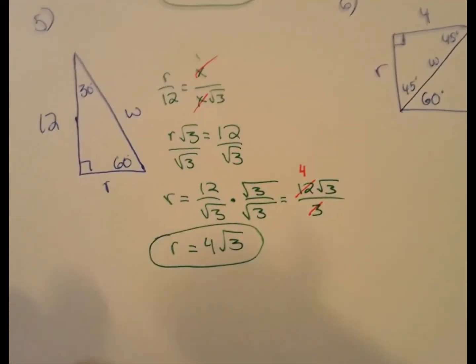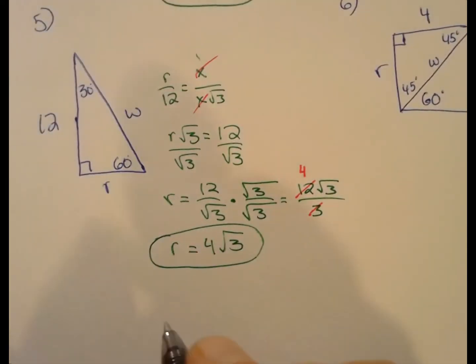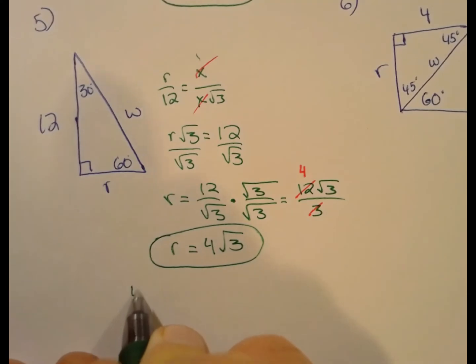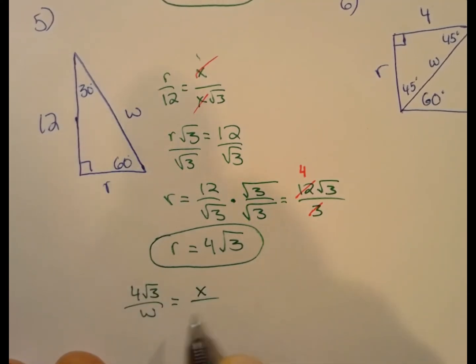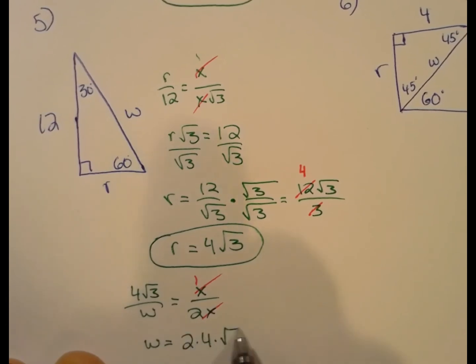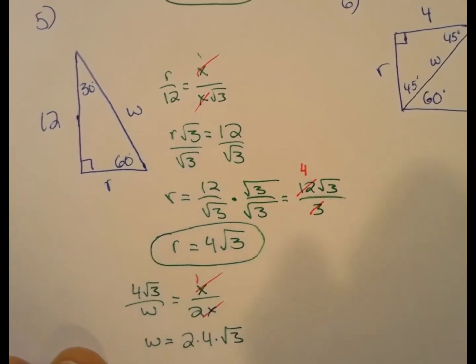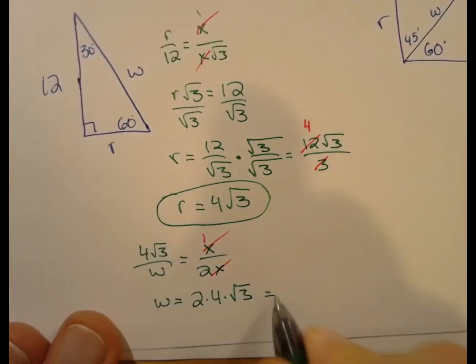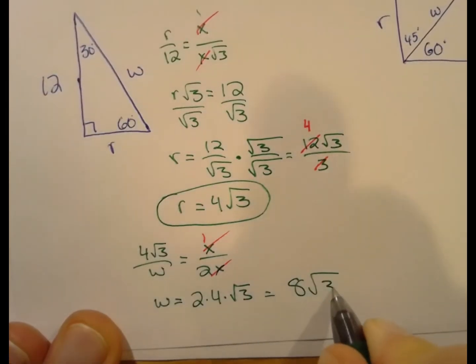And now that we have the short side, we can get w even easier. 4 root 3 over w equals x over 2x. Again, the hypotenuse is the 2x side. And now w is just multiplied by 1, so that's plain old w. And all I have to do here is multiply 2 times 4 root 3. And 4 root 3 is 4 times root 3. So that is 8 root 3.